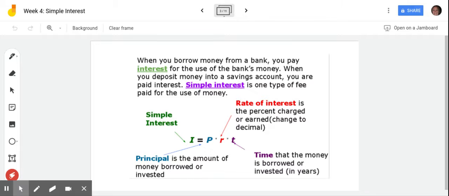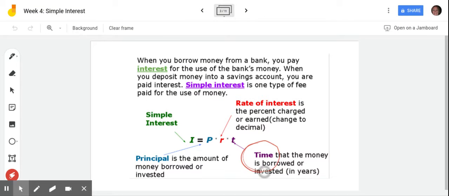So this formula that you see here, I equals P times R times T, you've probably heard that before in your mathematics career. And we're going to go through very quickly what all of those parts mean. Whenever you borrow money from a bank or you put money into a bank, there's something called interest that accrues, and it gets paid over time. Simple interest is when you take the principal, or the money that you start with in your account or what you borrow. That's the start of the money. That's the first part. Okay.